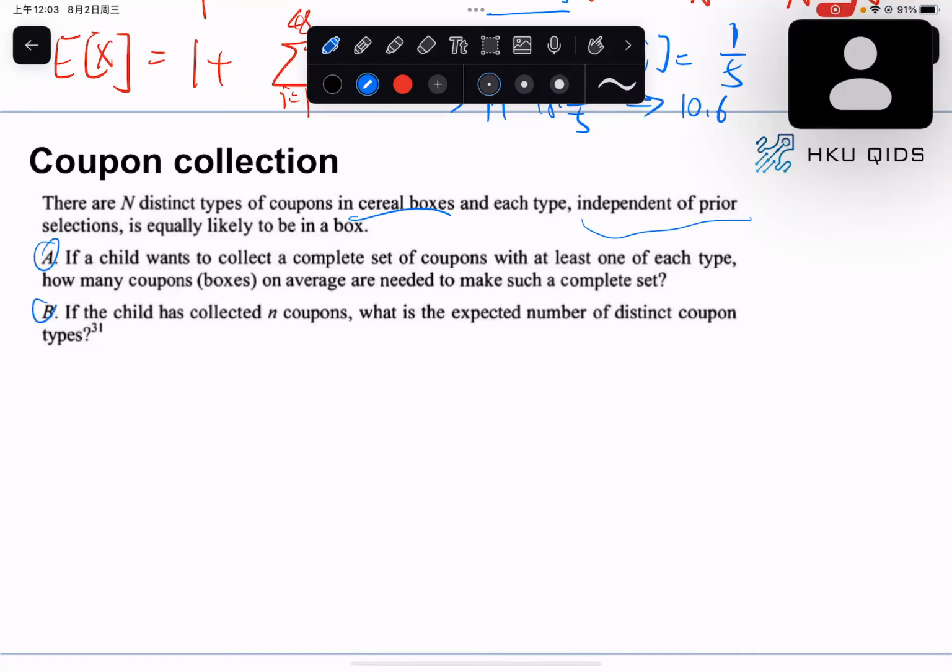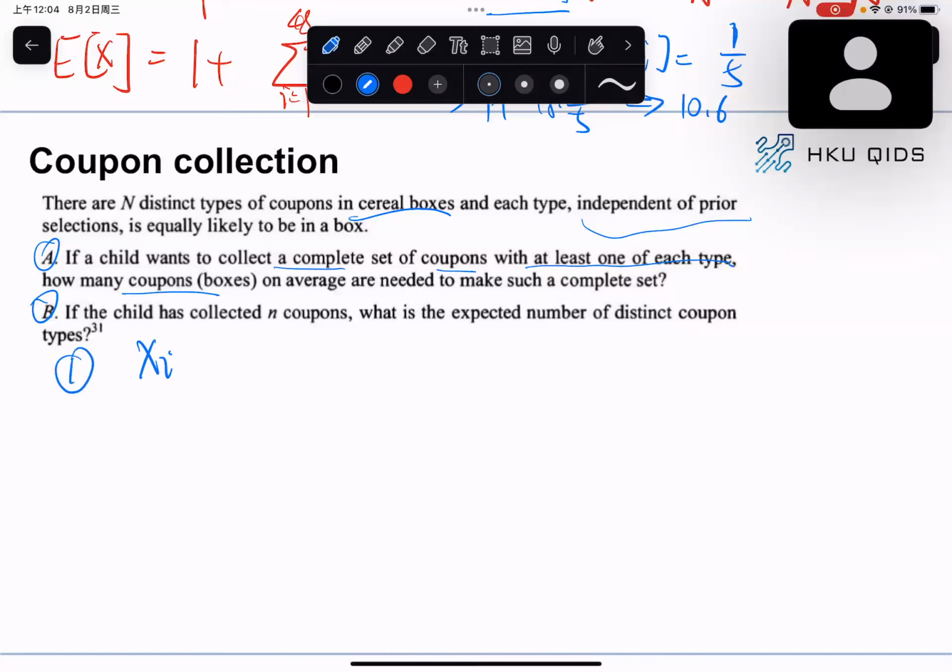So there are two parts to the question. Let's first see the first part. If a child wants to collect a complete set of coupons with at least one of each type, how many coupons or boxes on average are needed to make such a complete set? Again, for this kind of discrete case related to counting things, we want to define a dummy variable, but we want to find a good way to define it, okay? So in this case, because we want to collect a complete set of coupons with at least one of each type, then I can define an Xi.